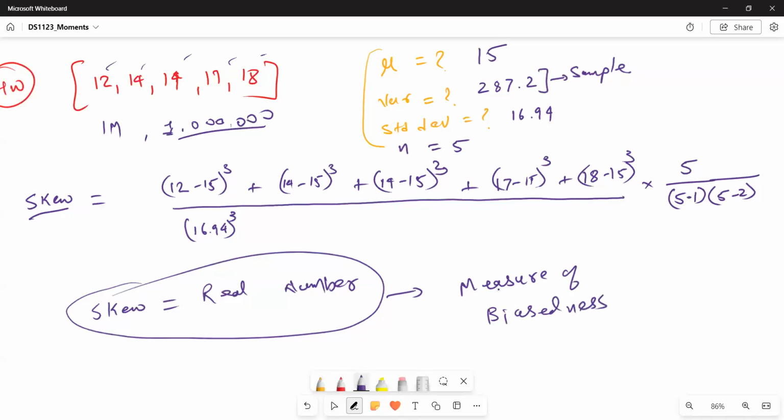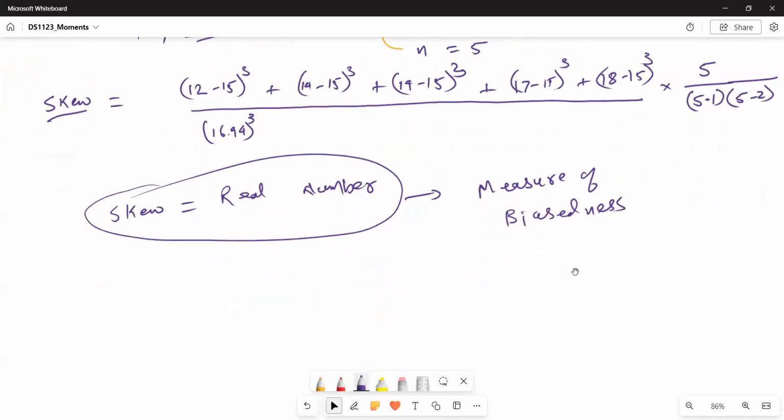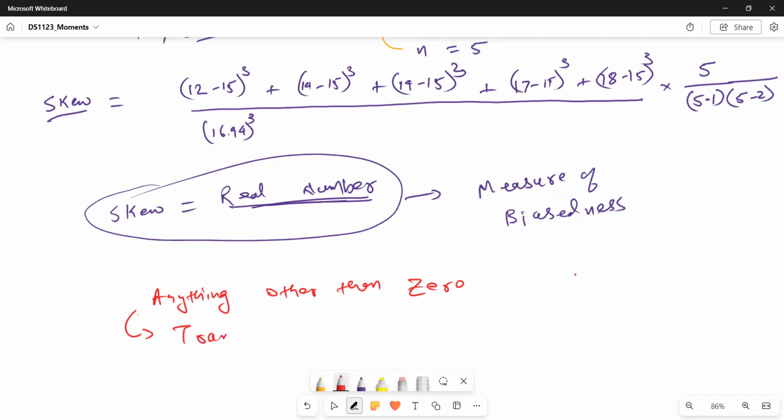And if you get any number, the real number that you're getting here, if you're getting anything other than zero, then you have to apply data transformation on this. This is the pre-processing of data for machine learning algorithms.